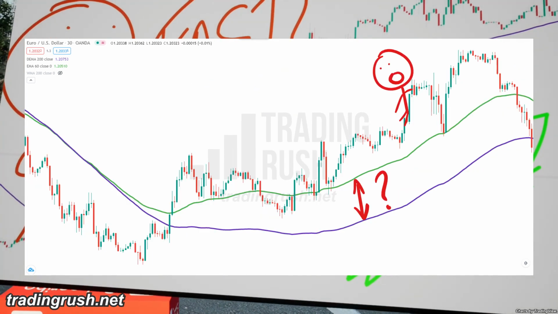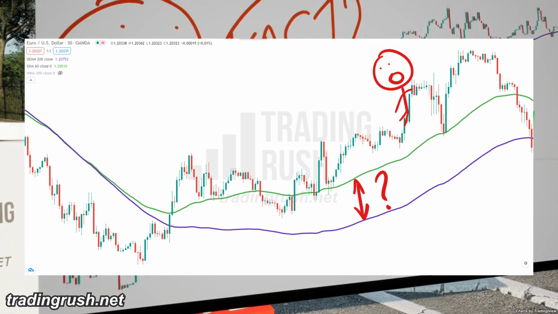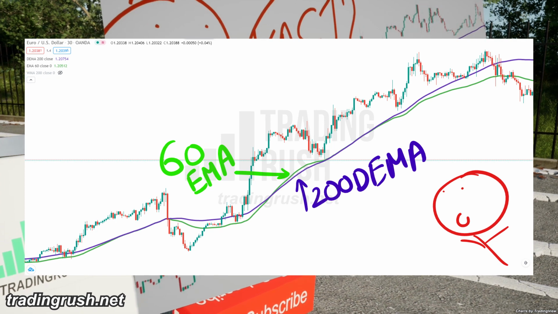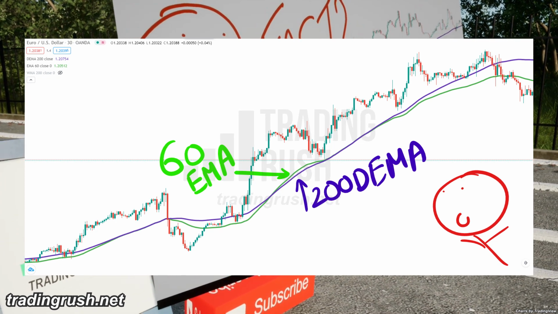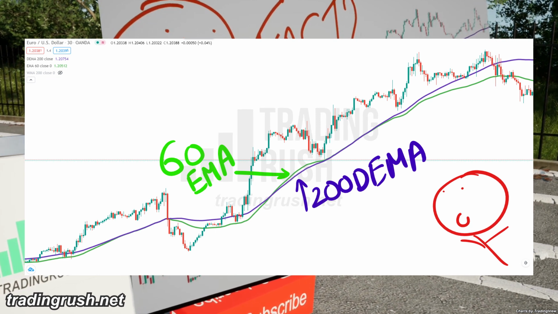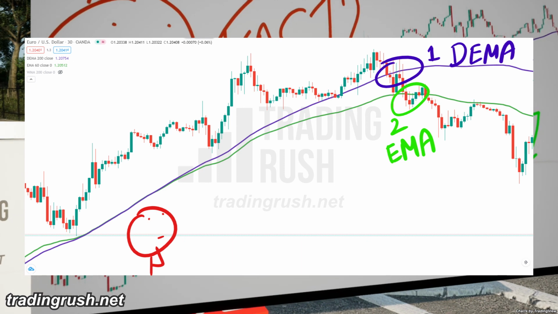And using a shorter simple or exponential moving average won't give you the same result, as you can see on this chart. But at the same time, a 60-period exponential moving average and a 200-period double exponential moving average are not that far from each other in a trend most of the time. However, there is a clear difference when the trend is reversing.